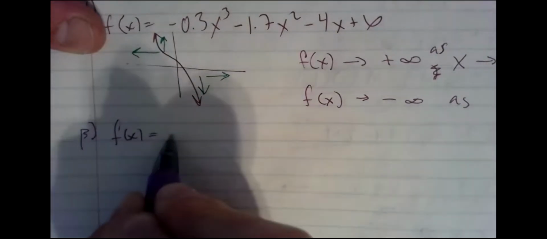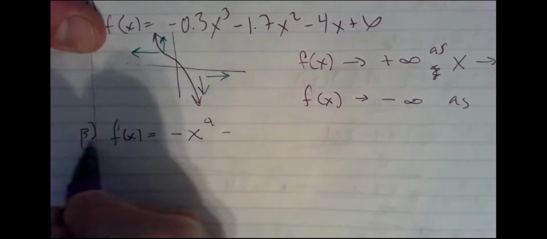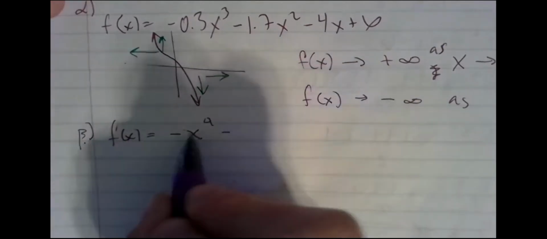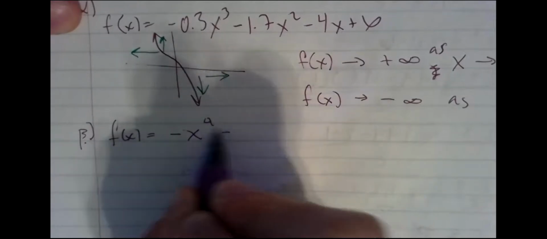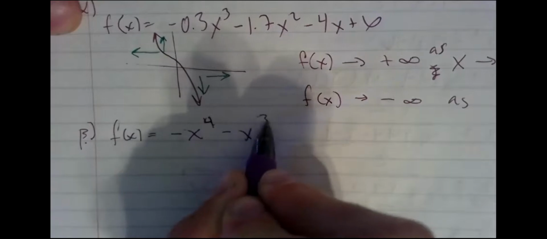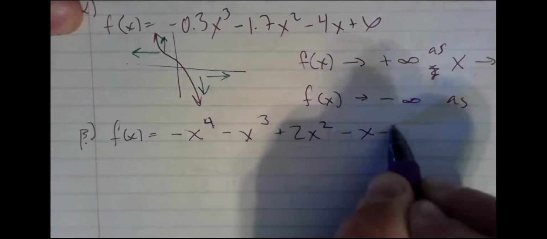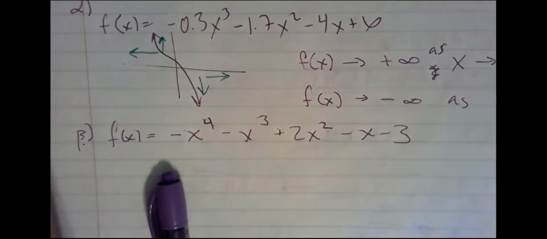All right, so let's write this down first in our notebook. Again, you don't have it in your book. This is beta: f of x equals negative x to the fourth minus x cubed plus 2x squared minus x minus 3. I know I don't have the best handwriting. Let us turn to Desmos.